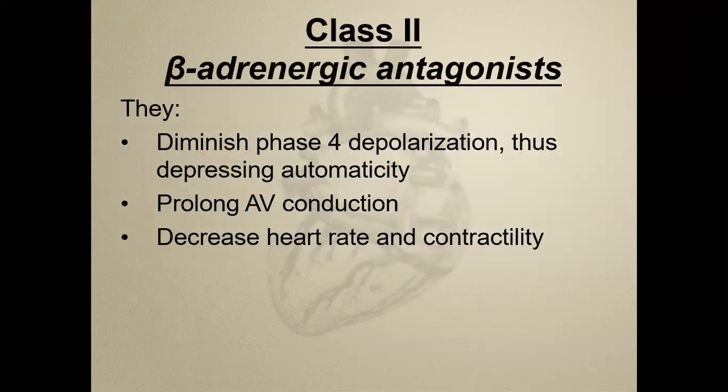Second class of antiarrhythmic drugs, beta-adrenergic antagonists, names: propranolol, esmolol, bisoprolol, atenolol, metoprolol. I think you remember all these drugs have "olol". These drugs block beta-1 adrenergic receptors in the heart and as a result diminish phase 4 of depolarization and depress automaticity, prolong AV conduction, and decrease heart rate and contractility.